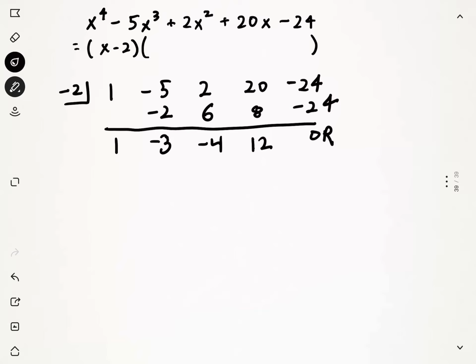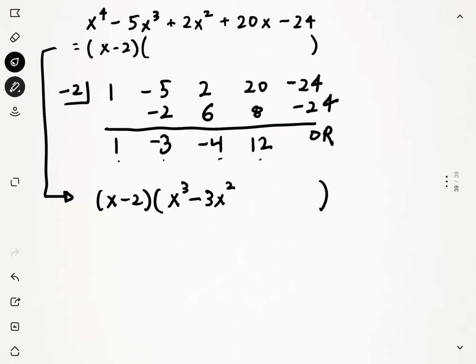Notice here, okay, I have a -24. It's supposed to be not a +24. And now things work out correctly. So watch this. Now I can take a look, and I have x minus 2, and then the coefficients are from my synthetic division. So I have x to the 3 minus 3x squared minus 4x plus 12.